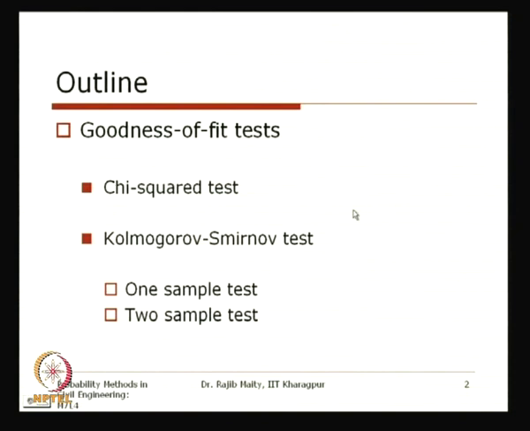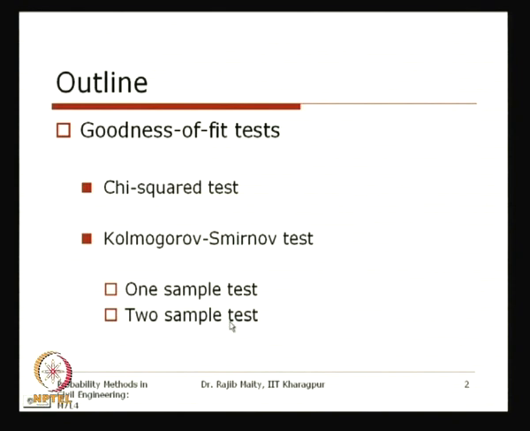First we will see how this works, and after that we will take two tests for this lecture. One is the chi-square test. Another one is the Kolmogorov-Smirnov test, also known as the KS test in abbreviated form. And this KS test can be a one sample test or a two sample test.